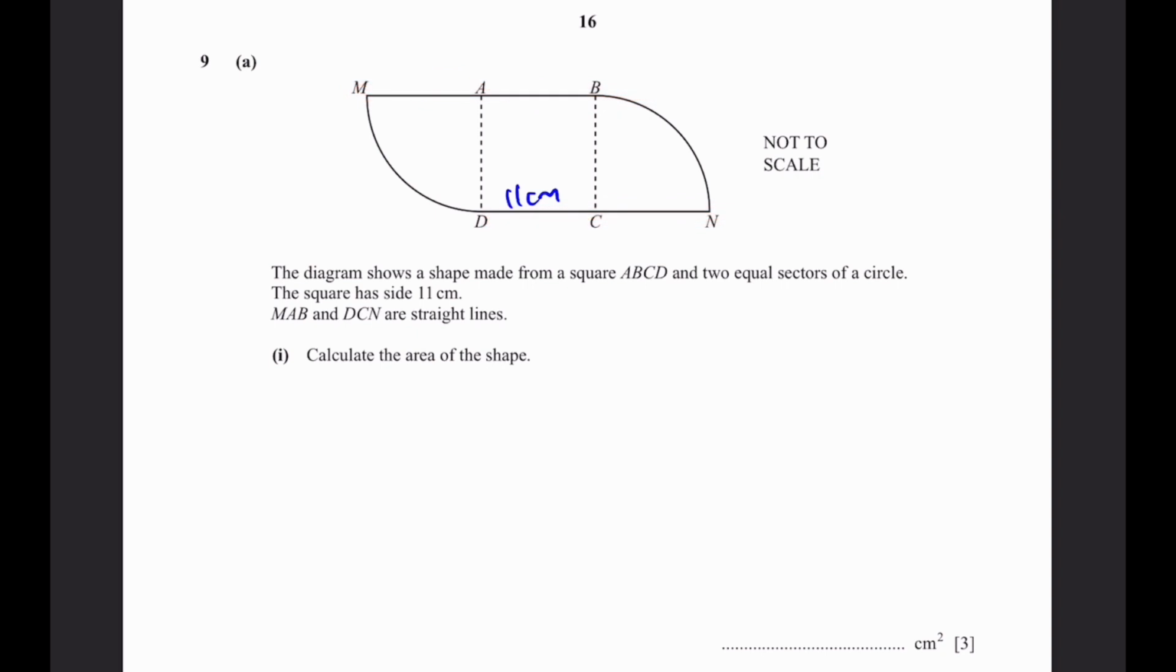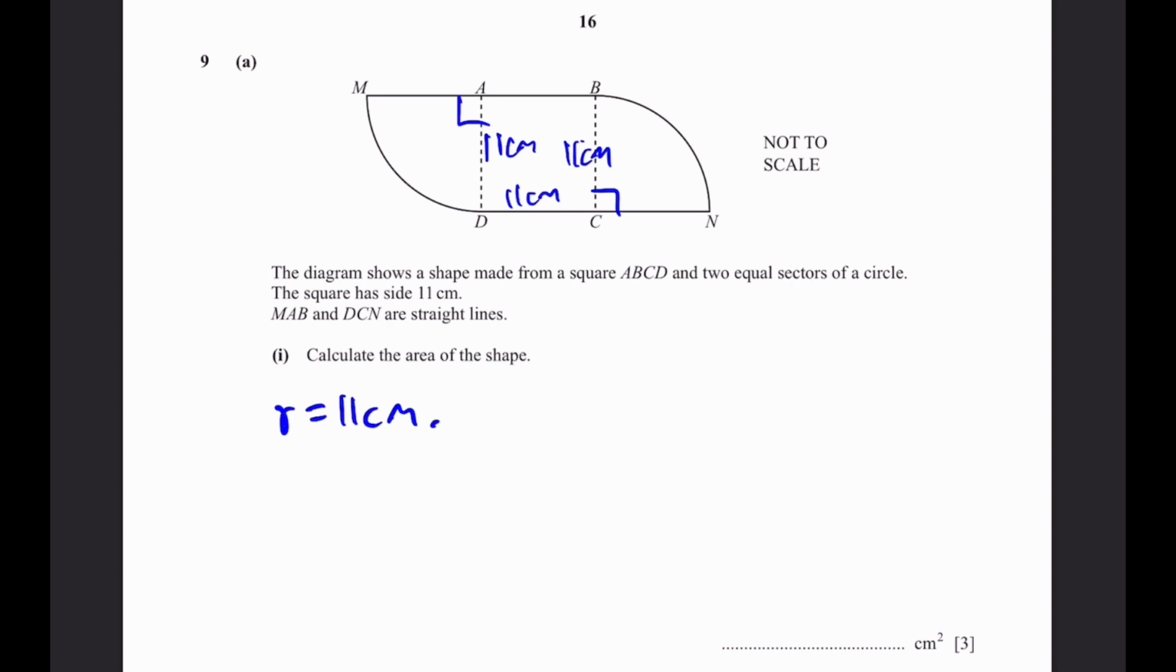Well, if the square side is 11 centimeters, that means AD is 11 centimeters, BC is 11 centimeters. So the radius of the circle is also 11 centimeters. Let's put R equals 11. And since these are straight lines, if we have a 90-degree angle here because it's a square, so there's a straight line, angles add up to 180. Angle BCN is also 90 degrees. And similar way for angle MAD.